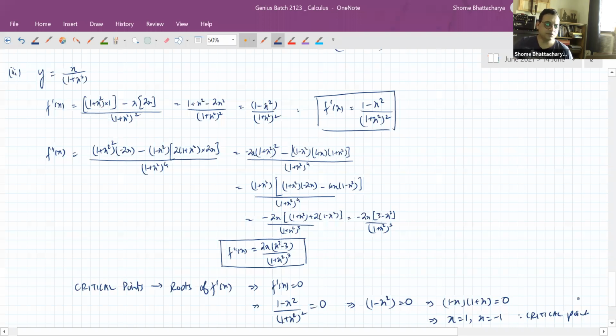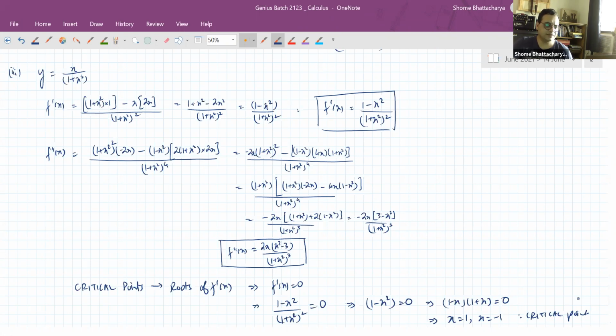So we can have a situation where the function is such that executing the differentiation will become a bit lengthy, but nonetheless, in terms of what we are trying to achieve, it's the same thing altogether. That derivative, then second derivative, then analyze the derivative for its roots. Those are our critical points.